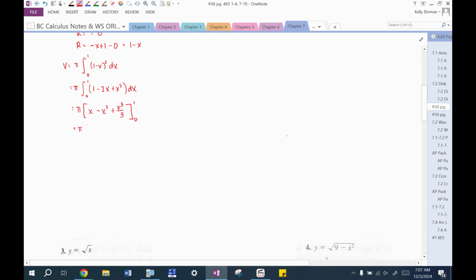And then when we plug numbers into this, when we plug in 1, we get 1 minus 1 plus 1/3 minus 0. Again, I always like to make note of that in case there's something that doesn't come out to 0 when you plug 0 in. 1 minus 1 is 0. 1/3 times pi is pi over 3. So there's our first volume.